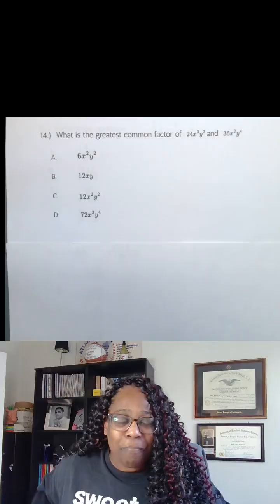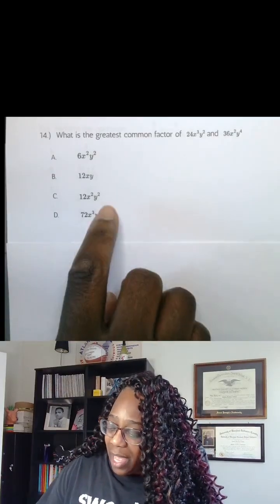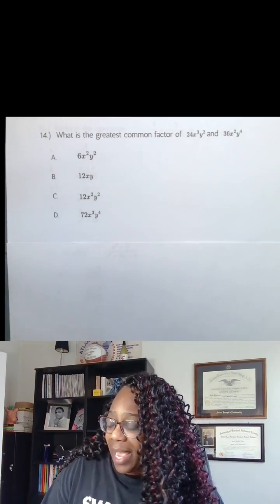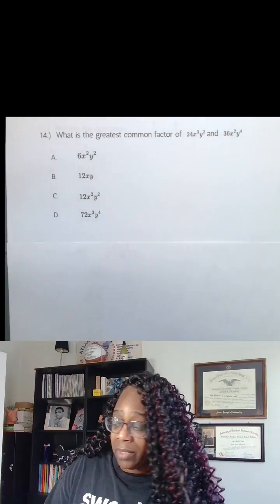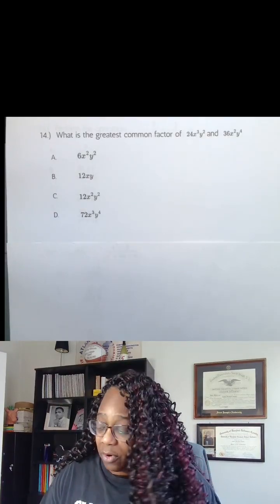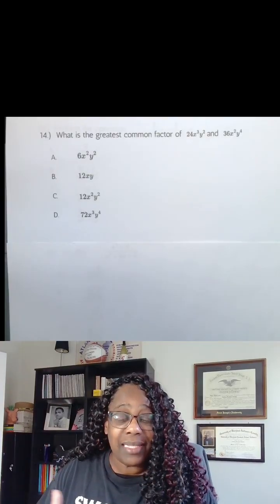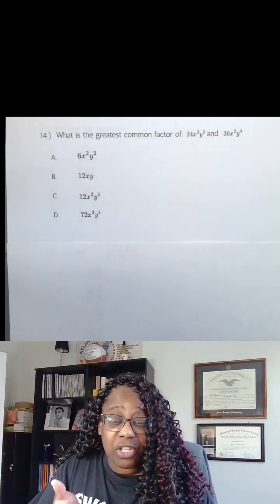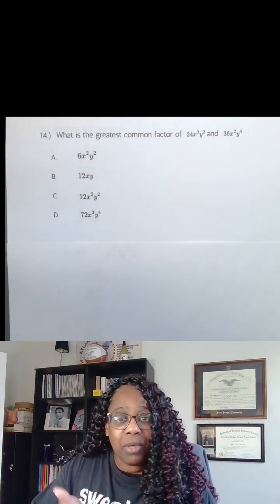That's what I do. So, for example, we have: what is the greatest common factor of 24x cubed y squared and 36x squared y to the fourth? So is it A, is it B, is it C, or is it D? You put your answer into the comments and then we'll go over it.